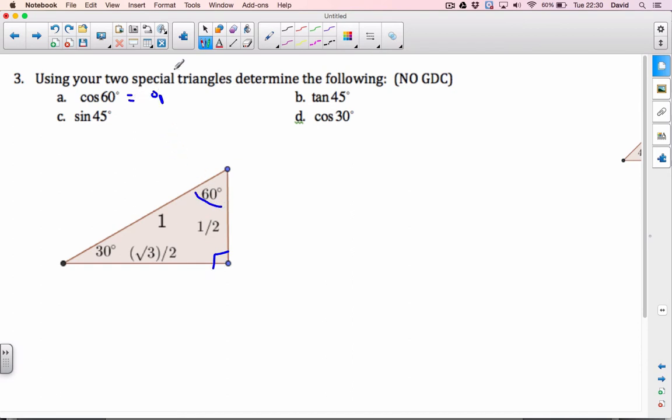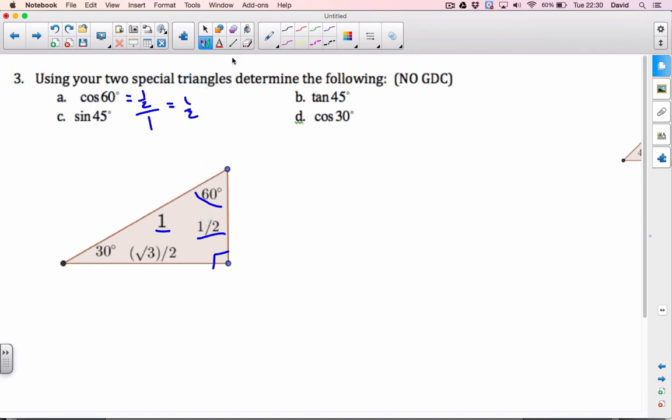Cosine is adjacent over hypotenuse. The adjacent is this side, so that's going to be 1/2 divided by 1, which is simply 1/2. Well, that's awfully convenient. So this side here, the adjacent side, is cosine.